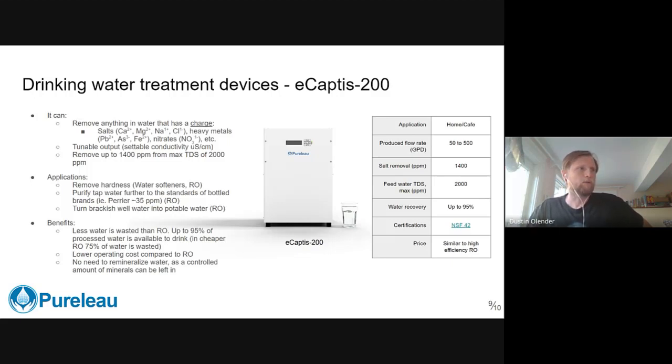Another thing you might want to use it for is purifying tap water. So it'll compete really well with the more expensive RO systems. So Starbucks, for example, should probably be considering a device like this. It'll also turn brackish well water into potable water. So maybe just bringing the water into something that's drinkable, that 500 ppm limit, would be another good application for it.